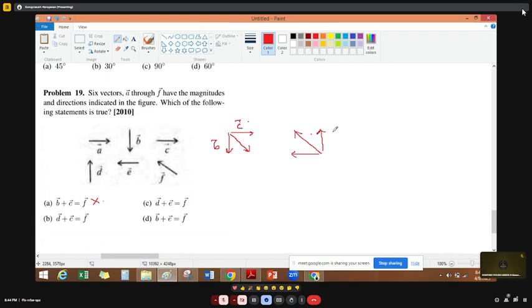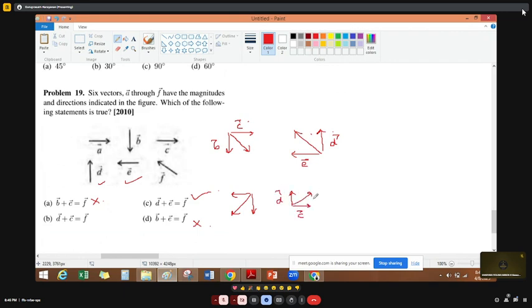Any answers you can think of? D is one thing, looks correct. Anything else? D and E. You don't agree with that? This is D and this is E. So D plus E will give me F. So that means I think this is correct. Why not B plus E? Well, B is this way, E is this way, which means the resultant is going to be this way, not this way. That means this is also wrong. Why not D plus C? D is this way, C is this way.